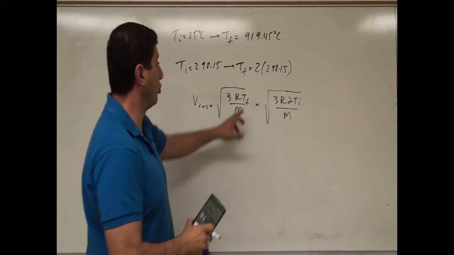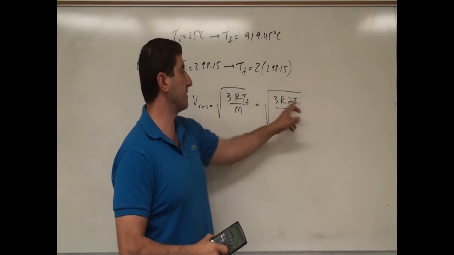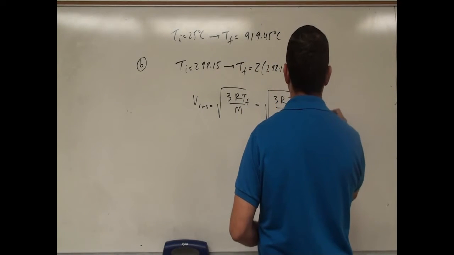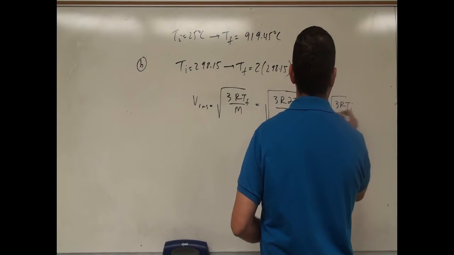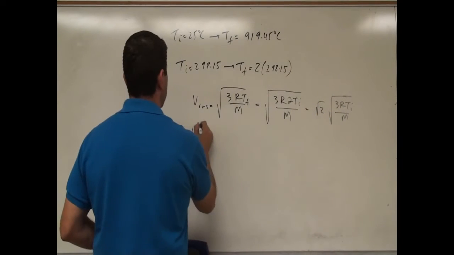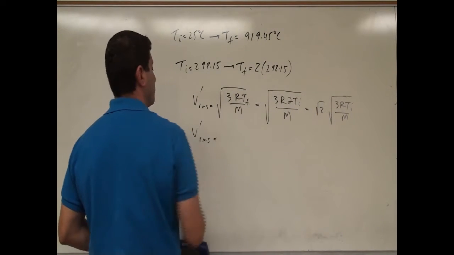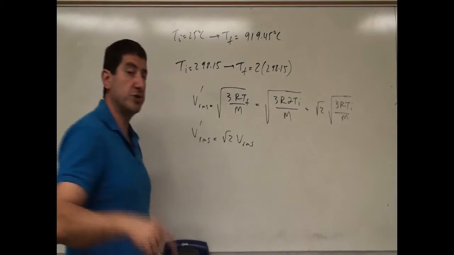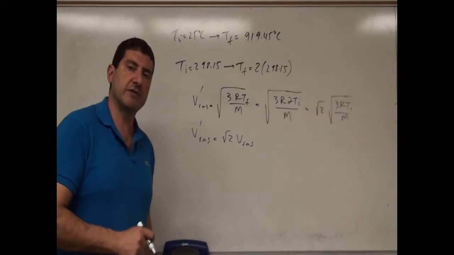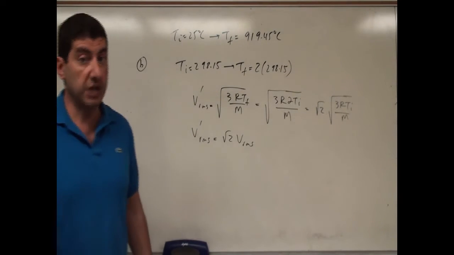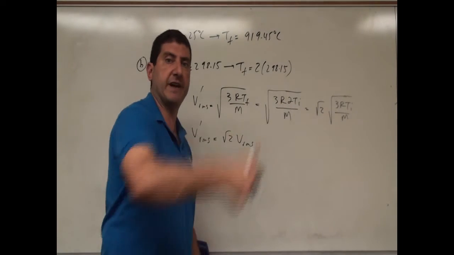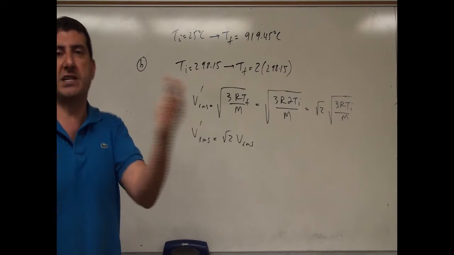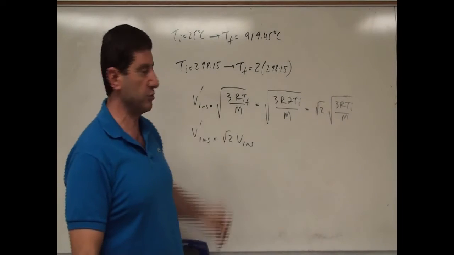So what am I changing? I'm only changing the final temperature, and I'm doubling it. And then I can factor the 2 out. I can say square root of 2 times square root of 3R T initial over M. So the new root mean square, V prime root mean square, is going to be square root of 2 times V root mean square. So if you double the temperature, the root mean square velocity goes up by a factor of root 2. But if you double the root mean square, the temperature goes up by a factor of 4. So the root mean square has more of an effect on the temperature, but the temperature has less of an effect on the root mean square because there's this square root relationship.